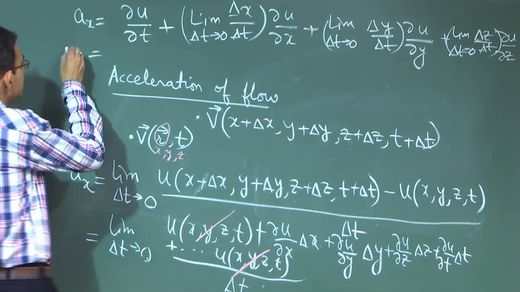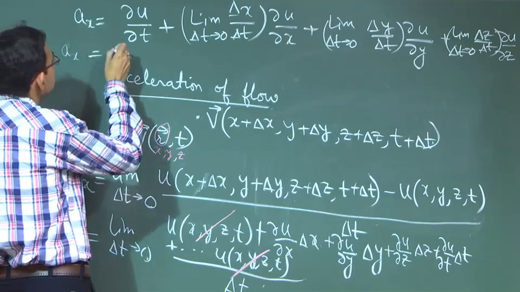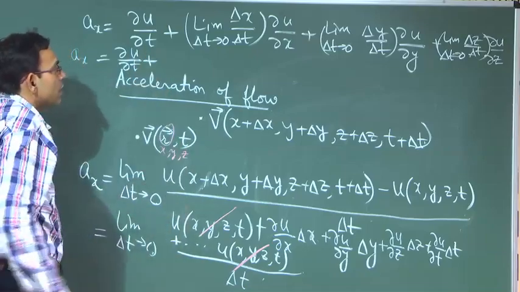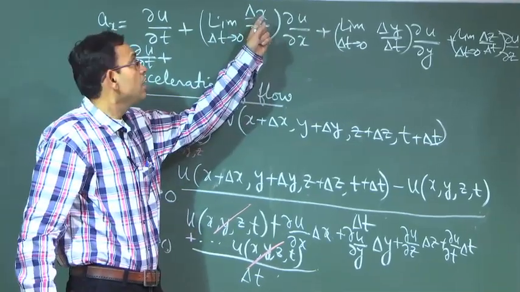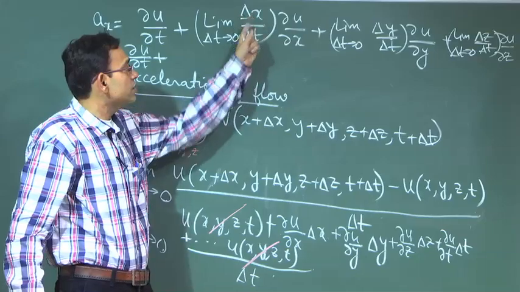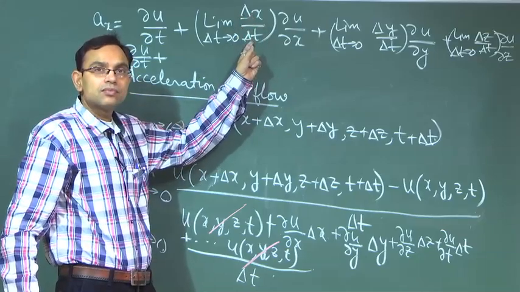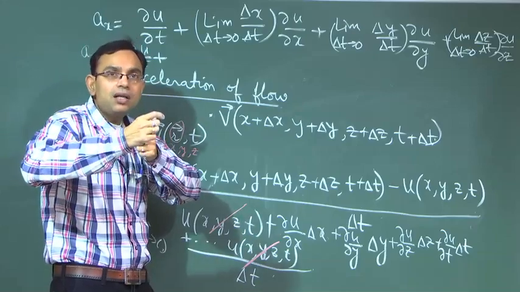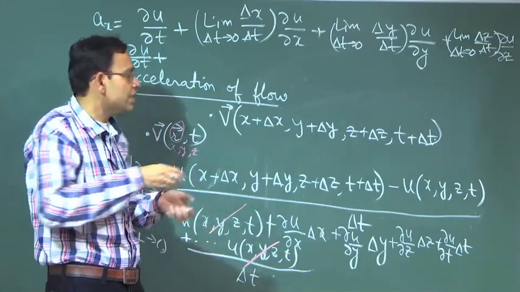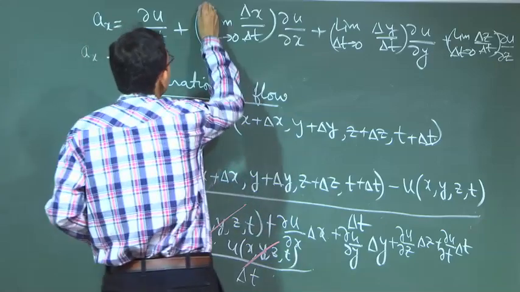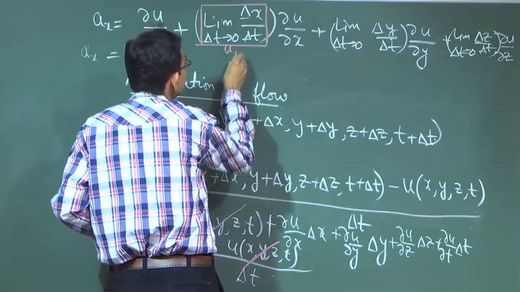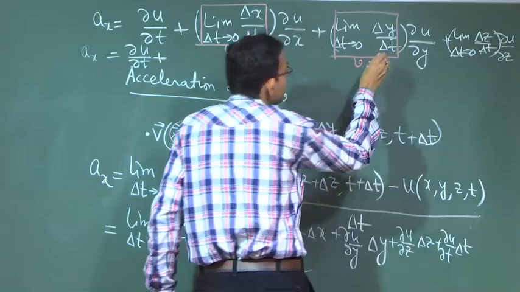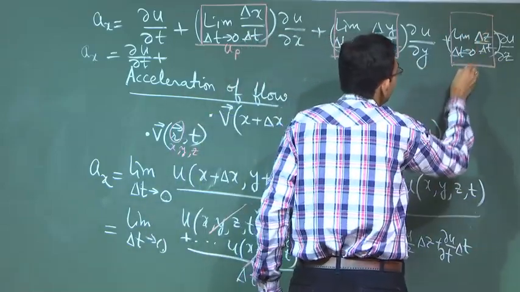Now, you write this as acceleration along x. This is what: limit as delta t tends to 0 delta x by delta t. So, this is the delta x traversed by a fluid particle over the time delta t. This is by definition u of the particle. This is by definition v of the particle. This is by definition w of the particle.